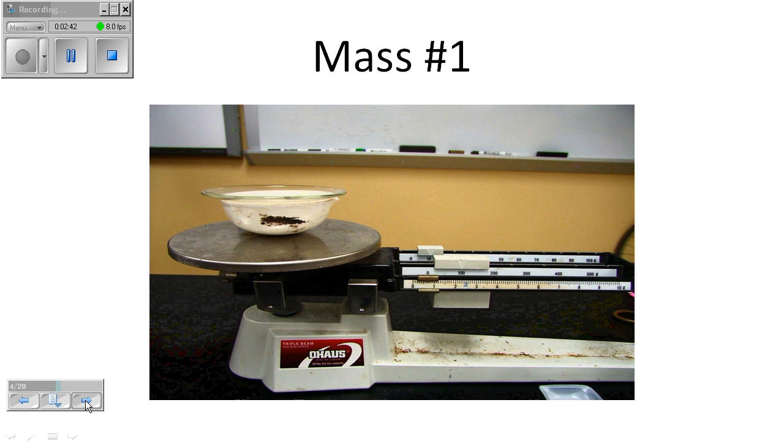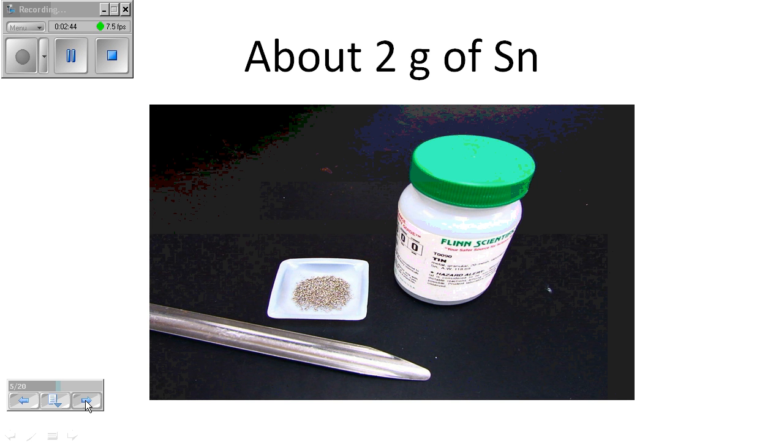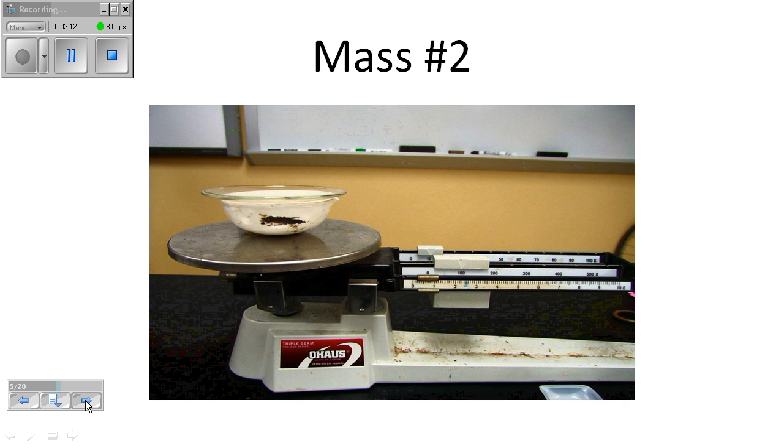So once you have that mass of the empty evaporating dish and cover, then you're going to go to a sample of tin, which I have already measured out for you. It is not exactly 2 grams. It is about 2 grams of tin. I did not spend the time to make sure it was exactly 2 grams. You're going to determine that for yourself in just a minute. You're going to take this weighing dish of tin, and you're going to put it into your evaporating dish, not in the watch glass. Open up the watch glass, put it in the evaporating dish, and then you're going to mass that again. This is the second time you've determined the mass again. Follow the procedure. The procedure tells you when to take the masses.